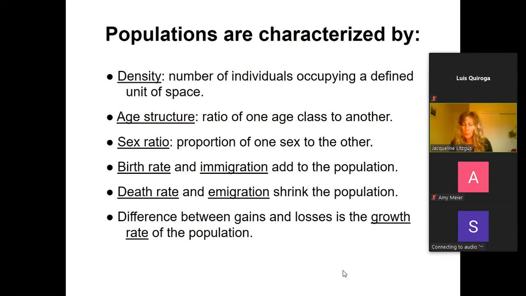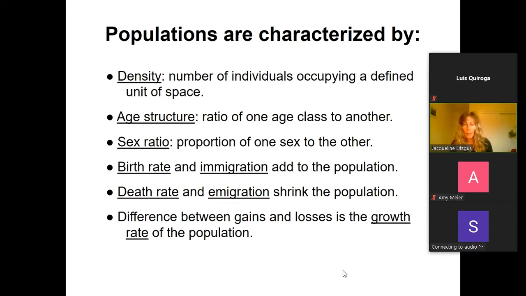Age structure is the ratio of one age class to another. So you might have the number of hatchlings compared to number of juveniles compared to number of adults or something like that. So this is an age structure. It's a ratio of the different age categories you might define in a population depending on what you're trying to study. The sex ratio is the proportion of one sex to another, so the number of adult females to the number of adult males. This ratio is typically 1-to-1 in a healthy population, but there's definitely variation on that theme.